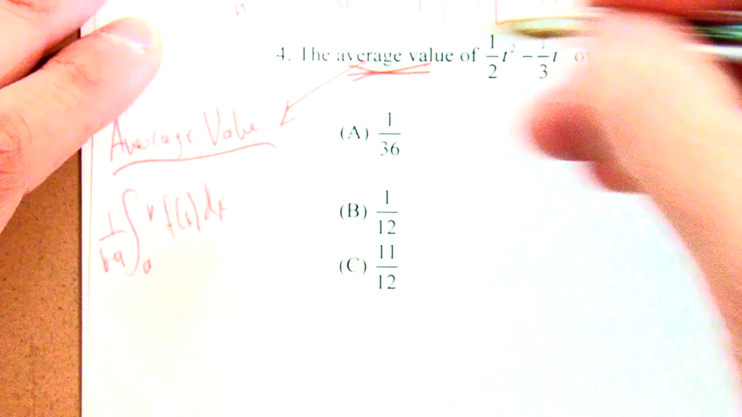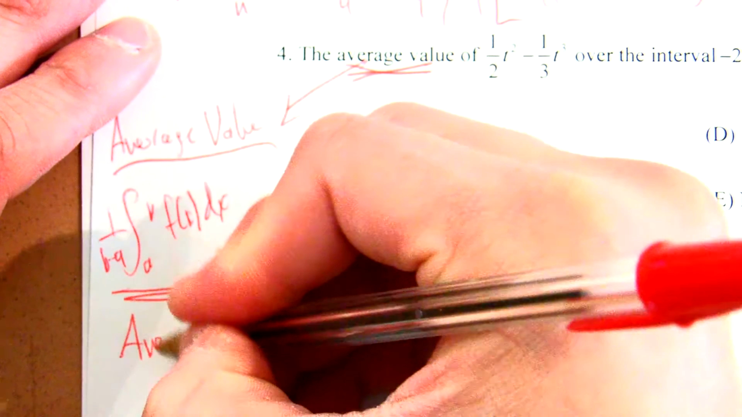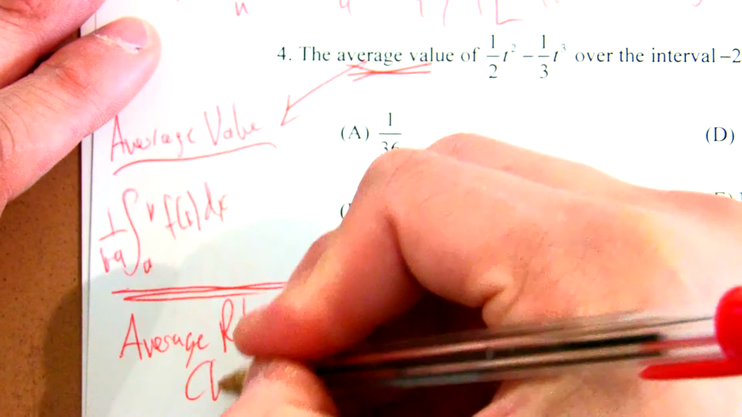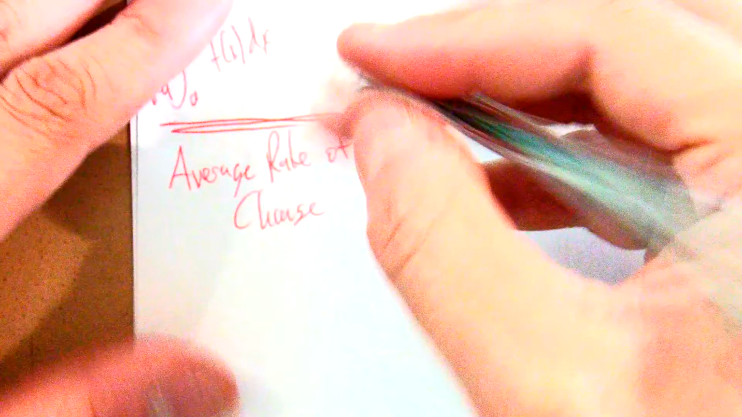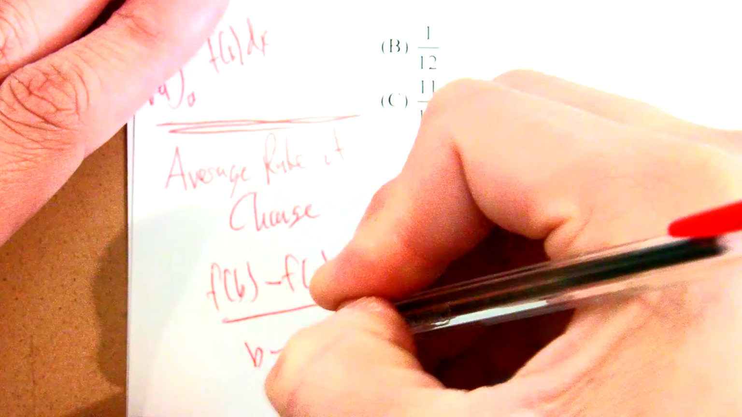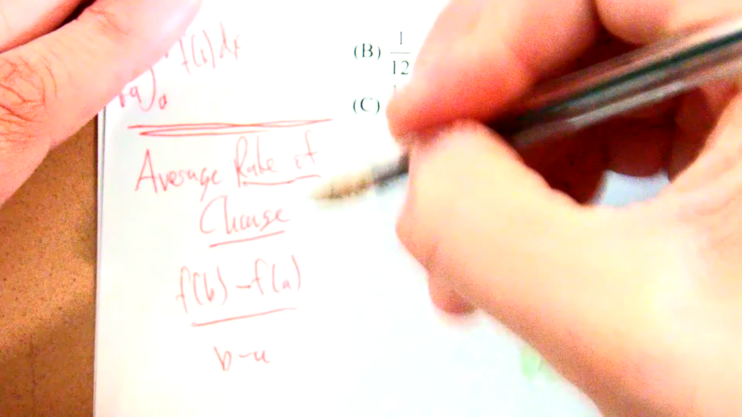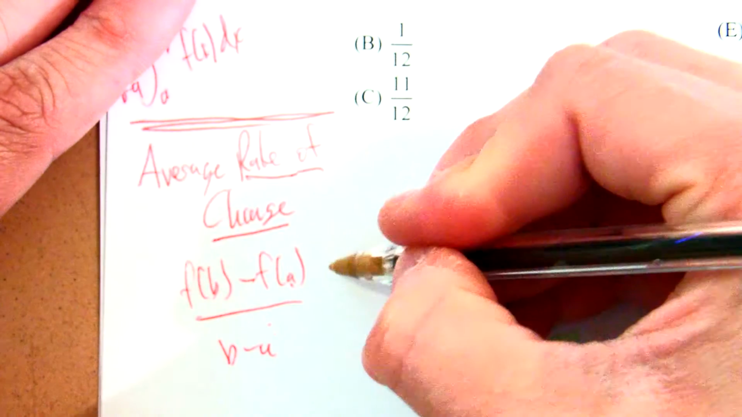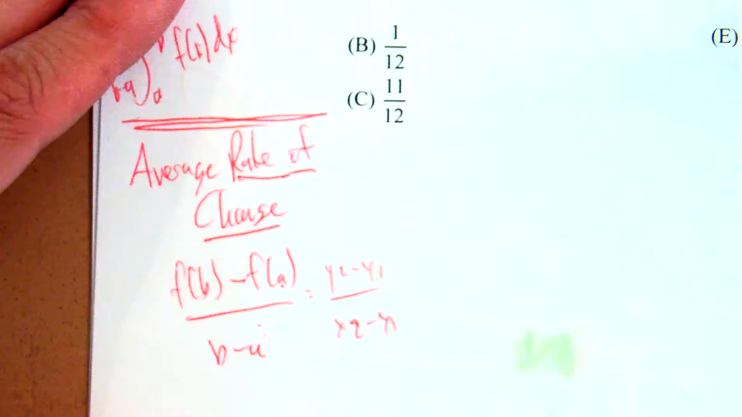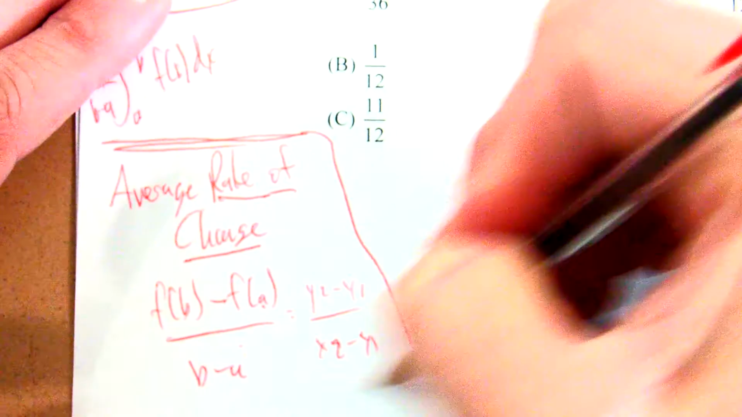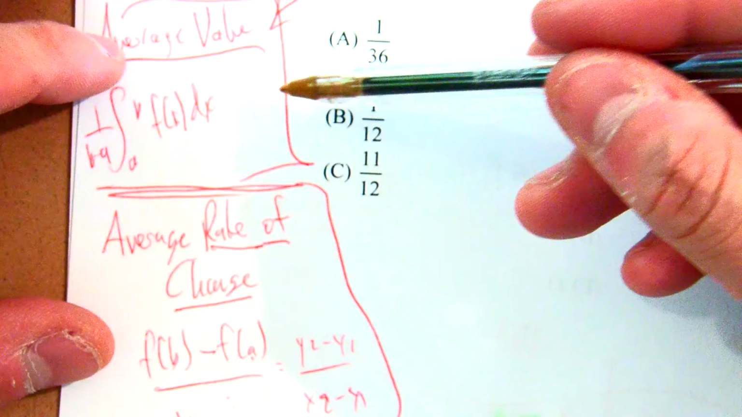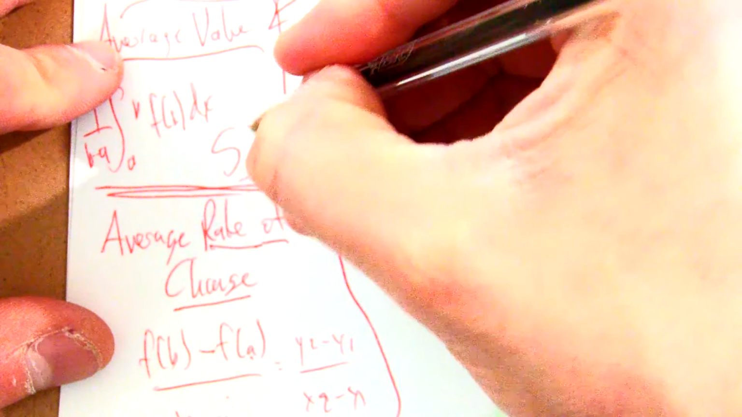So do not confuse that with average rate of change. That is f of b minus f of a over b minus a. Basically, rate of change is like slope. Remember, it looks like slope. y2 minus y1, right? That's it. So these are different things. This is for integrals. This is for derivatives. This is semester 2. This is semester 1.